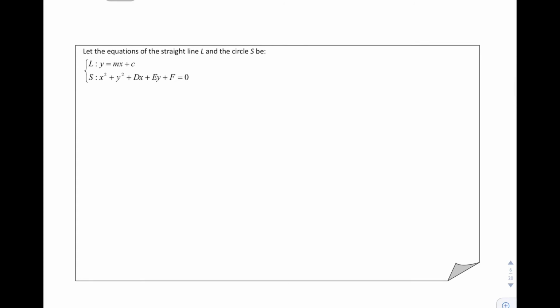And let's study a general case. For any straight line L, y equals mx plus c. And the general equation of a circle S, x squared plus y squared plus dx plus ey plus f equals 0. We label them as equation 1 and equation 2. And similarly, by substituting equation 1 into equation 2, we replace y by mx plus c.